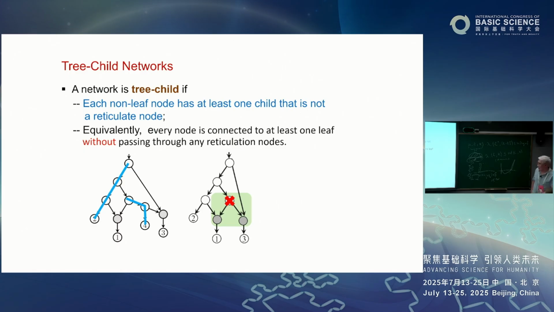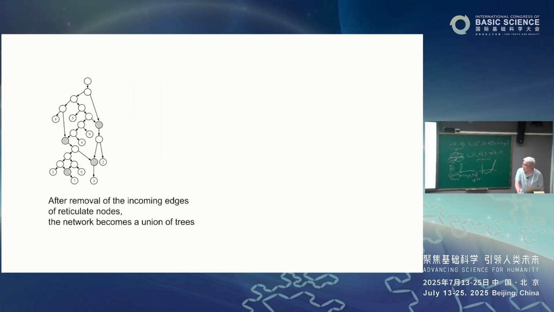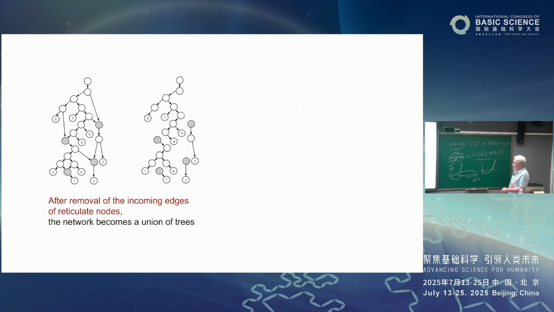This one is not, as you can see: from this one you cannot reach any leaf. You cannot go this way, you cannot go this way. So this is a non-tree child network. This is another case. So this is a tree child network. We remove the reticulation edges, the edges going into the reticulation nodes. So this network is split into 4 subtrees. This is one, this is one, this is one, this is one.